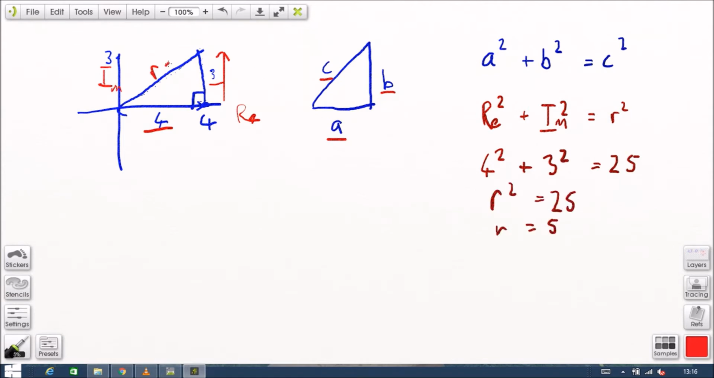So the modulus of this complex number, 4 plus 3i, we can write that as 5 cis, and then we just have to work out what theta, or the argument, is. Often it's written arg for short.